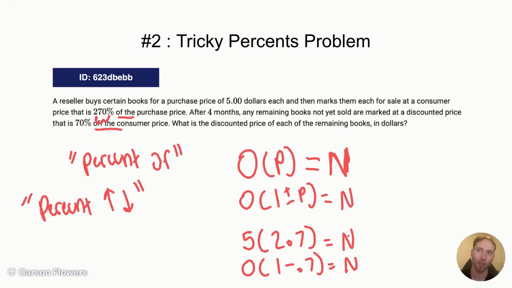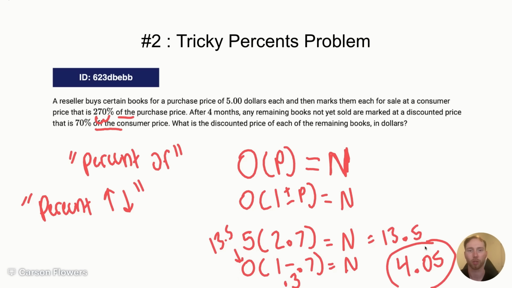In this case, I know that this N is going to be this O, so let's go ahead and do it. 5 times 2.7 equals 13.5, and so we want to plug in 13.5 here, and then multiply by 0.3, which is 1 minus 0.7. That's going to give us our correct answer of 4.05 for this question.